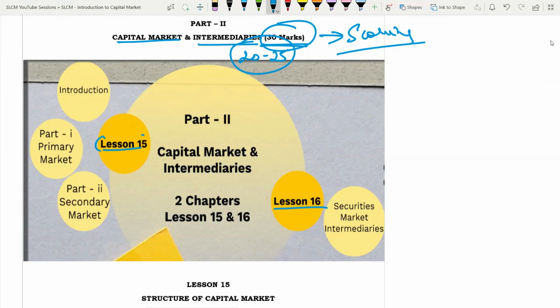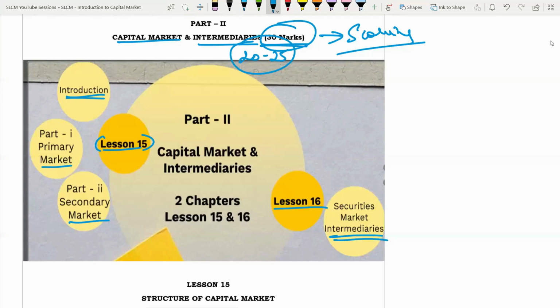Talking about the 2 chapters under part 2, lesson 15 is divided into 3 parts. One is the basic introduction, the introduction to the markets in India. How are they classified? Primary market and secondary market. And lesson 16 only talks about the security market intermediaries.